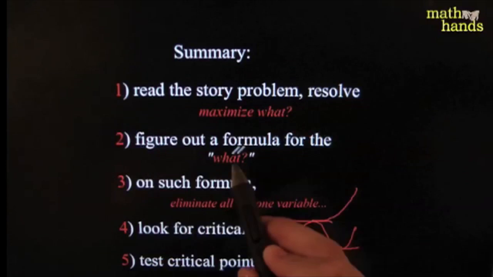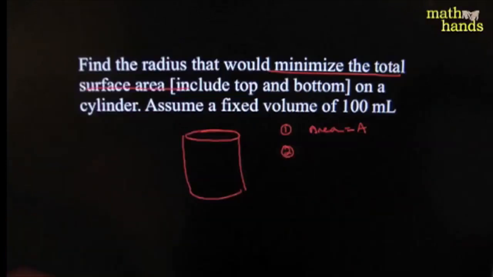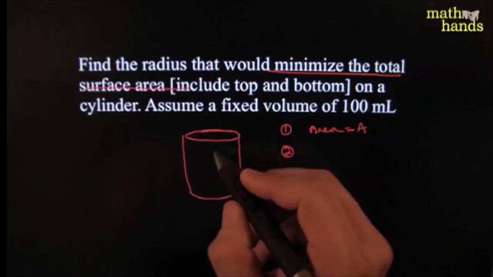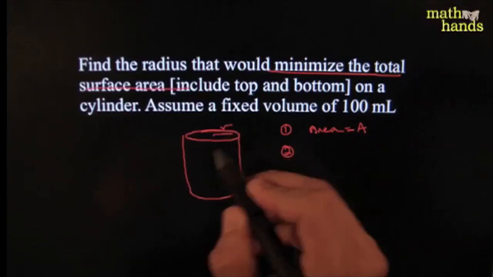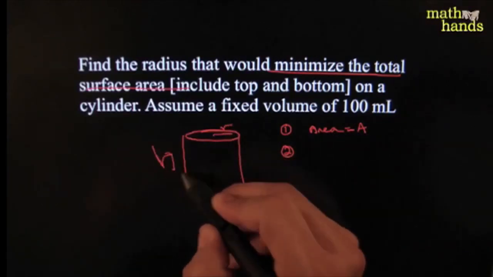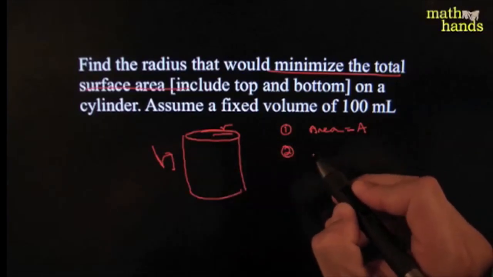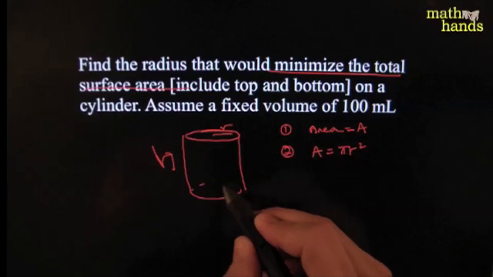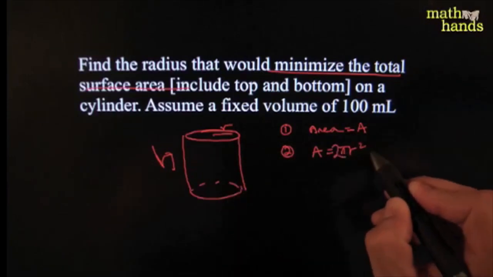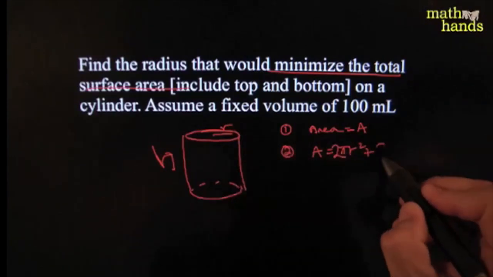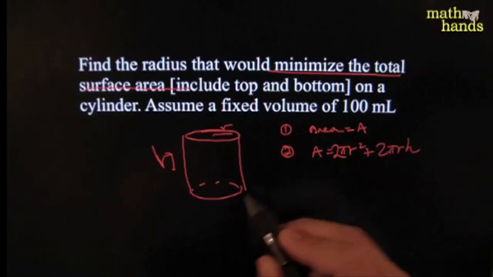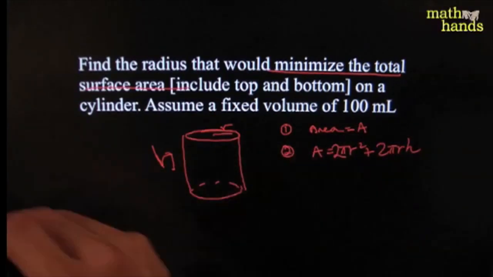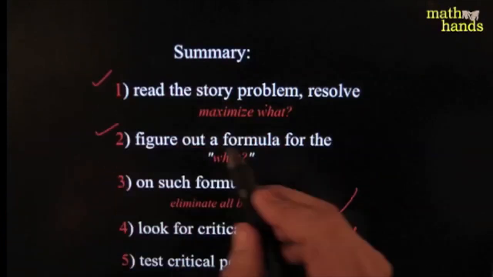Second step. Figure out a formula for whatever it is that you're trying to optimize. So I need a formula for the area of the cylinder. For the area, I'm going to need this letter R, and I'm going to need the H, which would be the height. And that's it. The area is equal to pi r squared on the top, another pi r squared on the bottom, so that's two of them, plus 2 pi r times h on the sides. That's the whole side around, all the way around. So check, I got a formula.